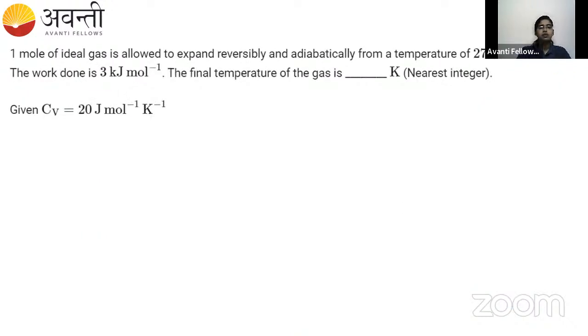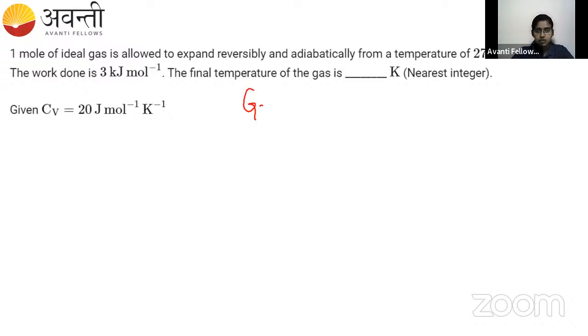One mole of an ideal gas is allowed to expand reversibly and adiabatically from a temperature of 27 degrees Celsius. The work done is also given as 3 kilojoule per mole. What is the final temperature of the gas? What are all the things that are being given here?